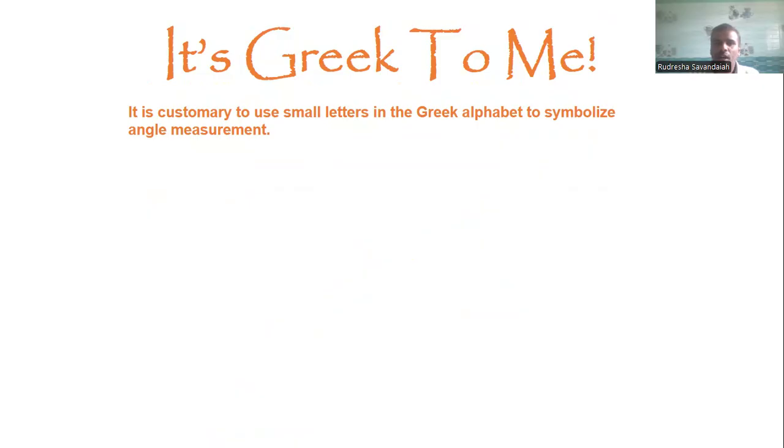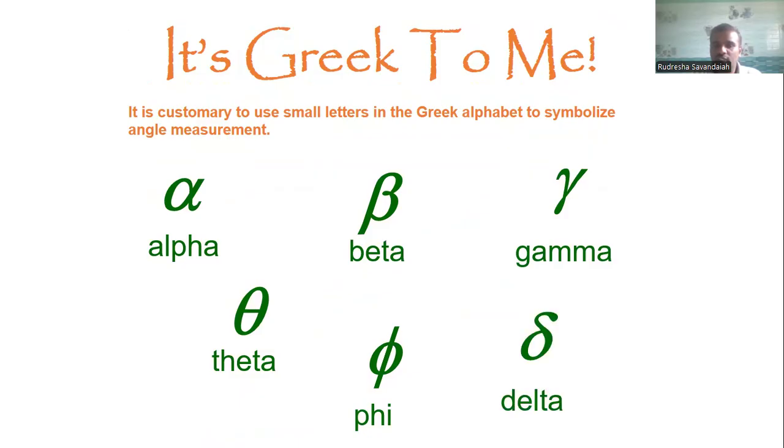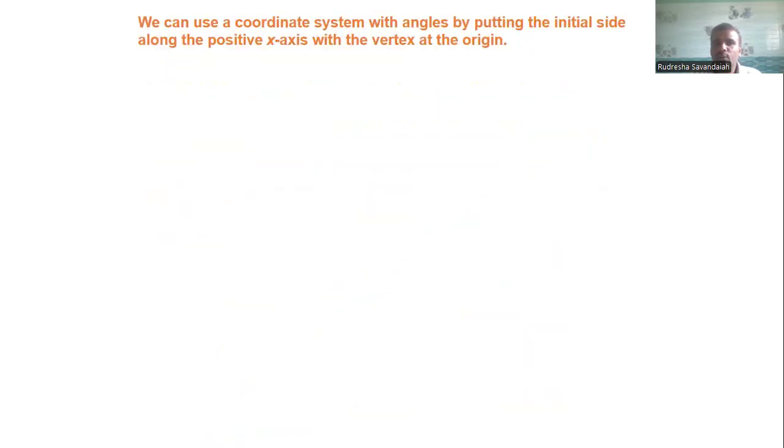It is customary to use small letters of the Greek alphabet to symbolize angle measurements. This is alpha, beta, gamma, theta, and phi. This is the delta. We can use a coordinate system with angles by putting the initial side along the positive x-axis with the vertex at the origin.